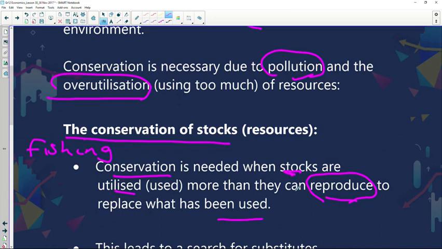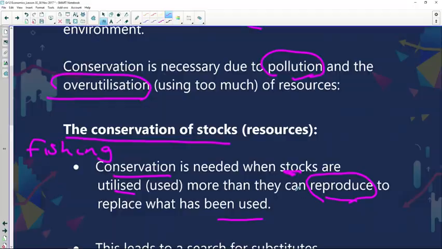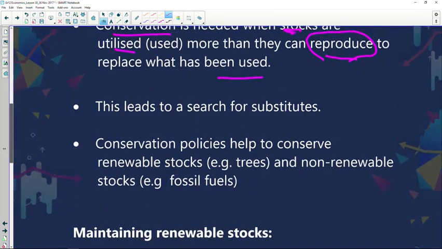So almost like in a supermarket, you use up and then there's an opportunity to actually put stuff back into the shelves so that you'll be able to access the goods and services that you require. So same with the conservation of stock. We need to ensure that the utilization is not more than what can be reproduced or can be replaced in terms of what has been used.